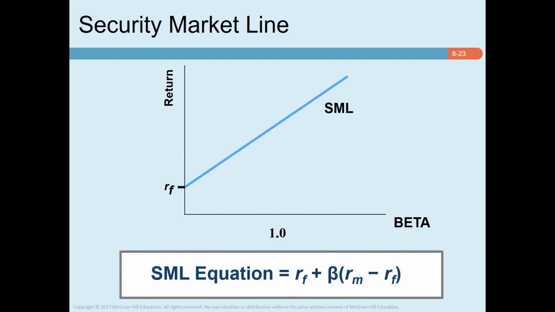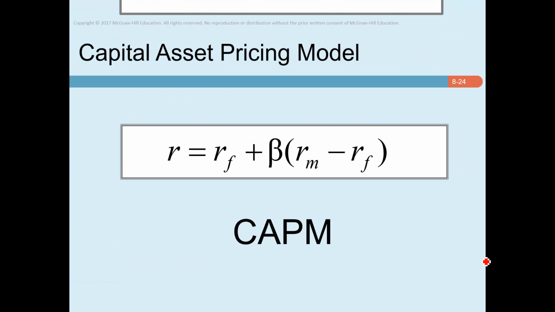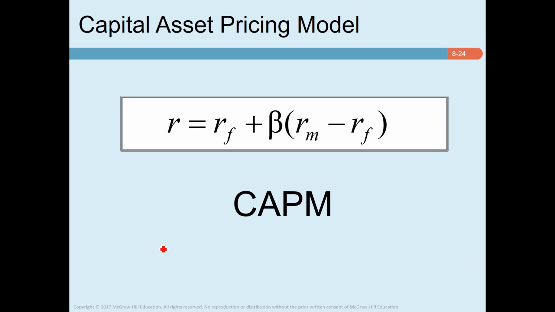And this line is derived from this equation: risk-free rate plus beta times market risk premium. Look at this part carefully. This is the market return, and this is the risk-free rate. So the difference between the market return and the risk-free rate is the market risk premium, and this is multiplied by beta. And this entire model is known as the capital asset pricing model, which basically shows the relationship between the expected rate of return you want from a portfolio or a security, which is a function of the risk-free rate and the market risk premium. So this is the risk-free rate plus beta times the market return minus the risk-free rate.